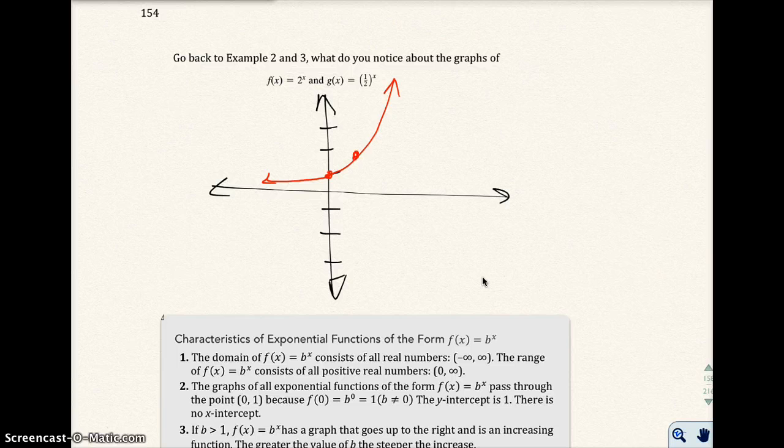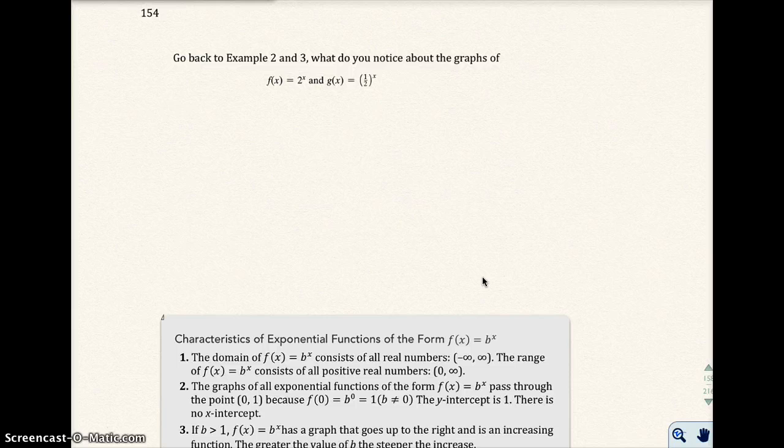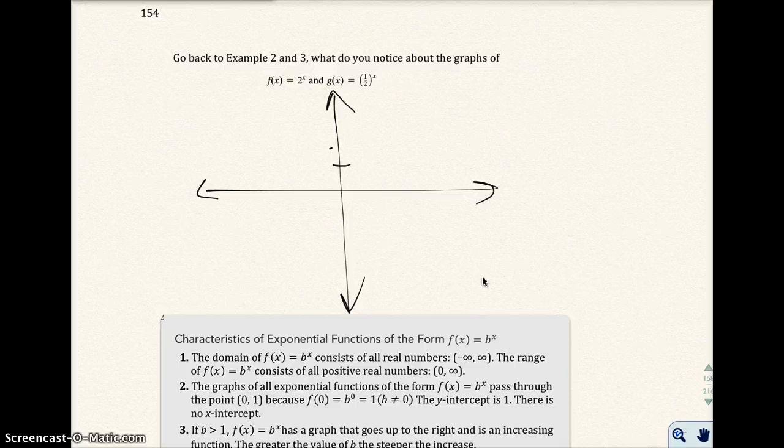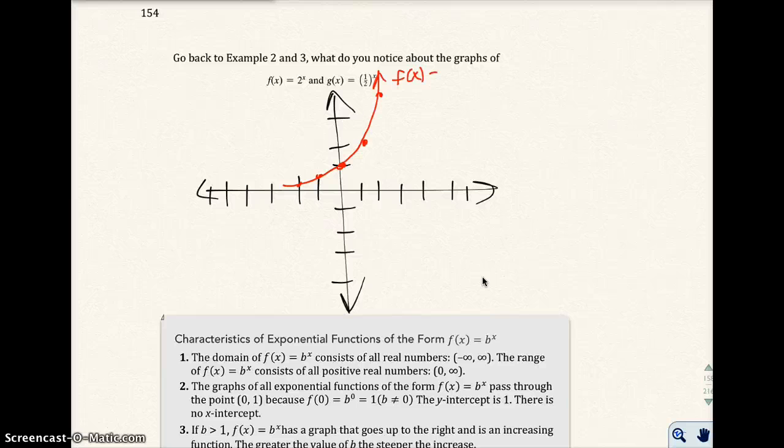So let's draw a little better there. I had (0, 1), and I had (1, 2), and I had (2, 4), so it'll be up here somewhere. And I had negative 1, and so on. So it looks like this. That was a graph of f of x equals 2 to the x, and we had a horizontal asymptote of y equals 0.